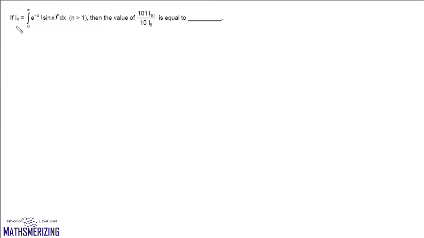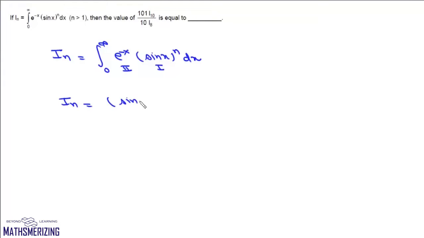Now here the question is, we are given this integral I_n, which is the integral from 0 to infinity of e to the power minus x times sine x to the power n dx, and we need to find the value of 101 I10 upon 10 I8. Now this is your first function, and e to the power minus x is your second function. So we can write I_n with the first function as it is, so it will be sine x to the power n into e to the power minus x upon minus 1.